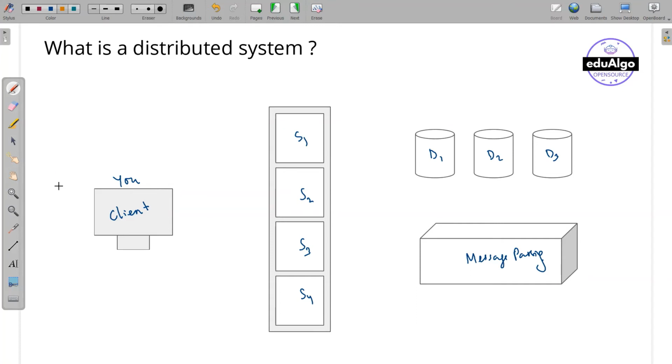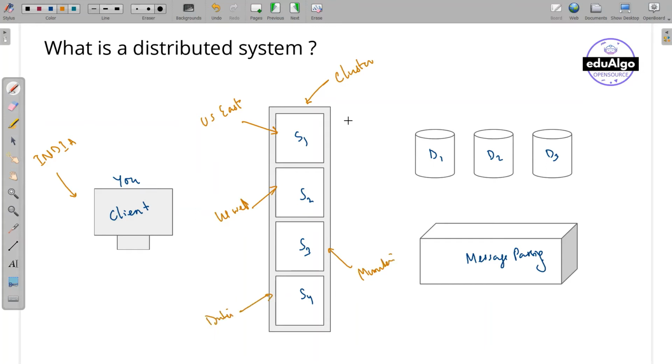So you are the client. You may be present in India. Okay, this is called a cluster. A cluster is a combination of all the servers, so we are calling it a cluster. Suppose this server is present in US East. This server is present in US West. This server is present in Mumbai. Mumbai is a city in India. And suppose this server is present in Dubai.